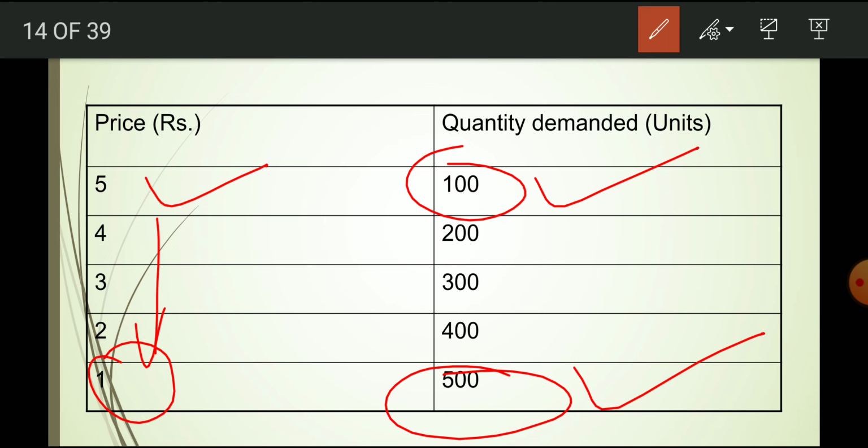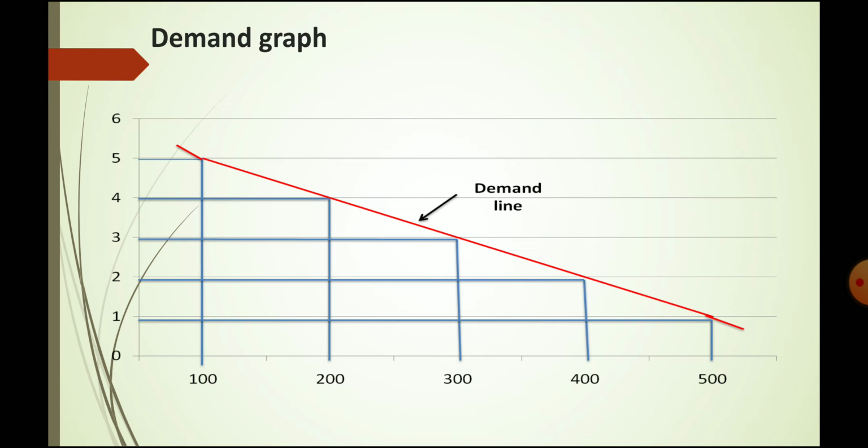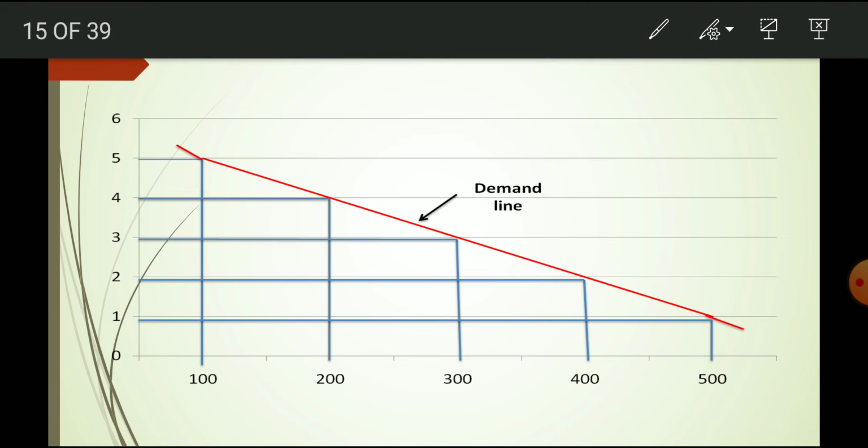So you have to keep in mind, whenever the price of the product reduces, your purchasing capacity, your purchasing power, will increase. So you can demand more goods. When the price falls, your purchasing capacity increases, and you can demand more and more luxurious branded goods. So your demand will increase. So here is the graph, demand.